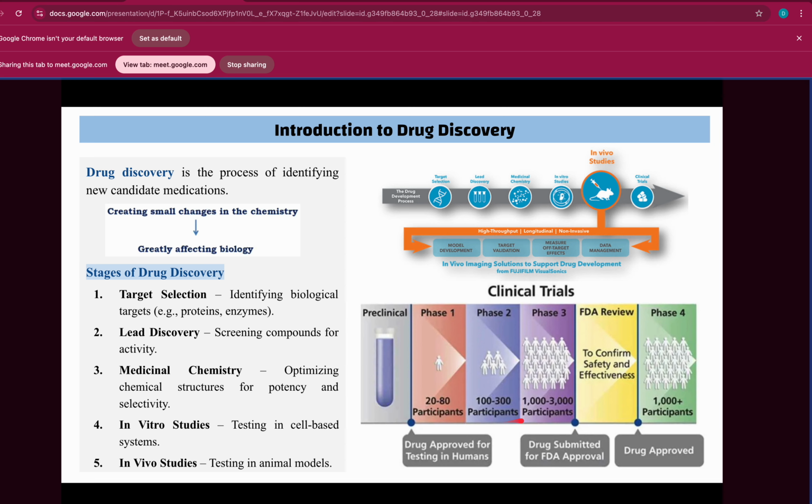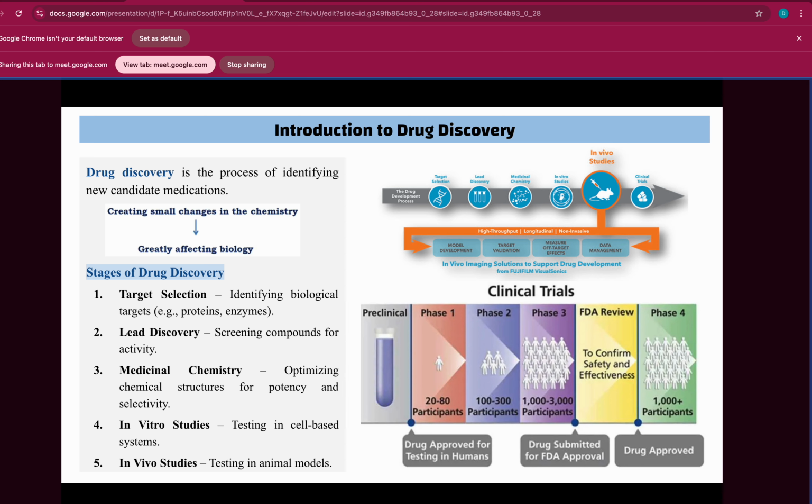In phase 2 we'll test it on 100 to 300 participants, and in phase 3 we'll increase the number of participants. The drug which passes phase 1 will be tested at phase 2, and then ultimately at the phase 3 level. The drug which passes through all these phases will be checked by the FDA. They will check whether this drug is safe, whether it is effective, and whether it has certain side effects or not.